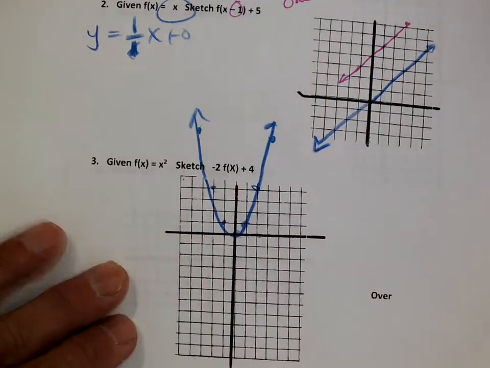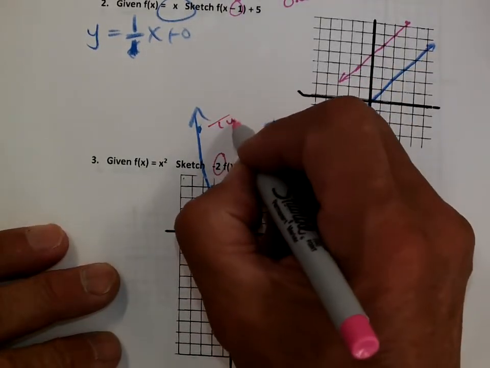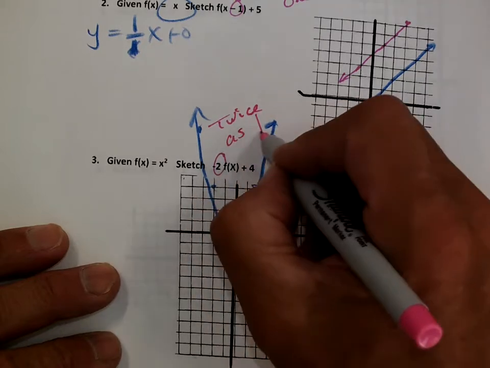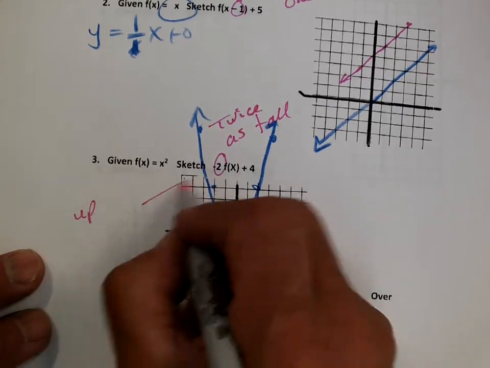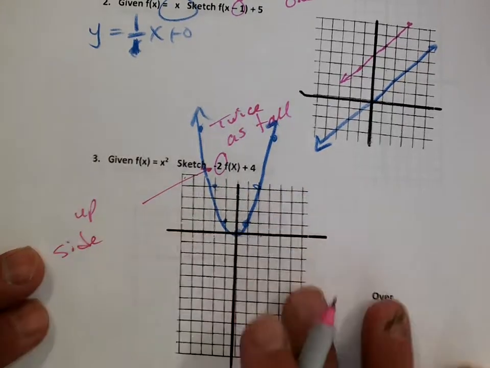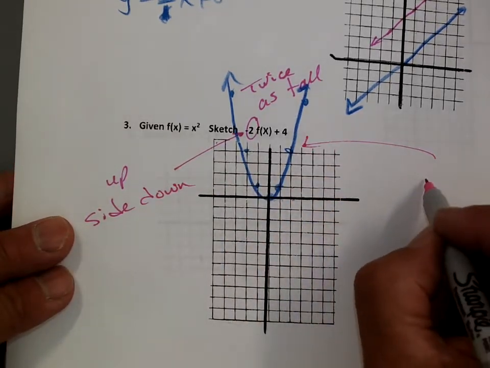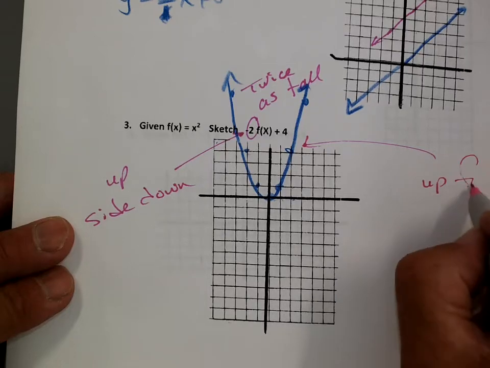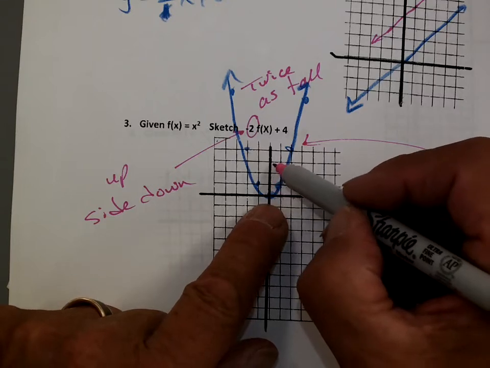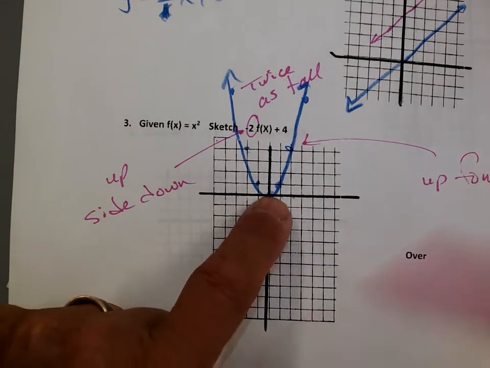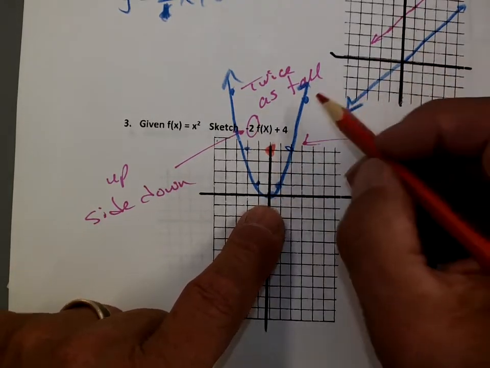Okay. Now, what am I going to do? I'm going to take my parent function. I'm going to make it twice as tall. And I'm going to have it upside down for the negative. And then I'm going to bring it up 4. So I think what I'll do first is go ahead and put the vertex 1, 2, 3, 4 right there. Let me get my other color. So I'll take and move it up 1, 2, 3, 4. It's going to be upside down, right?